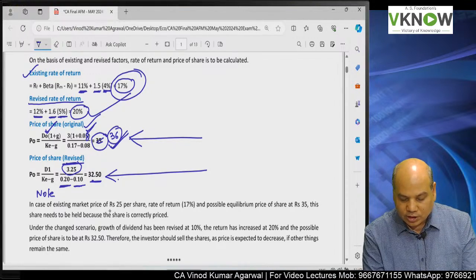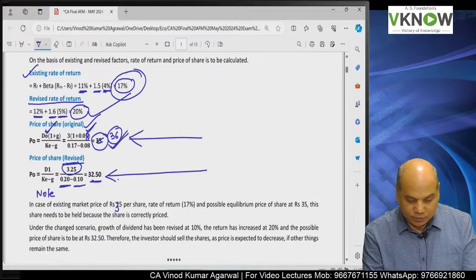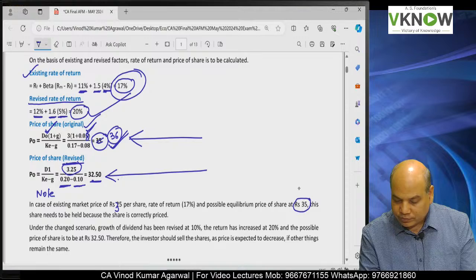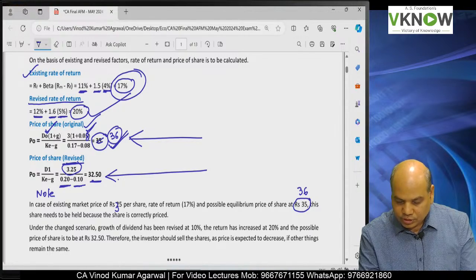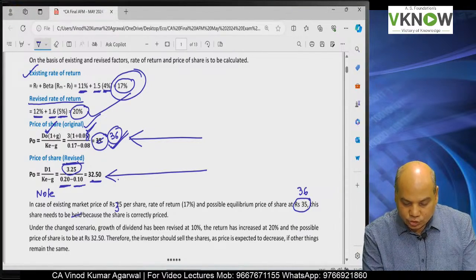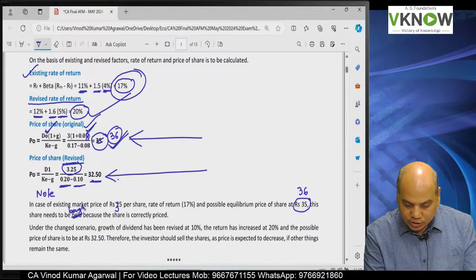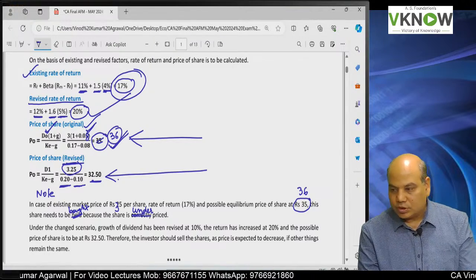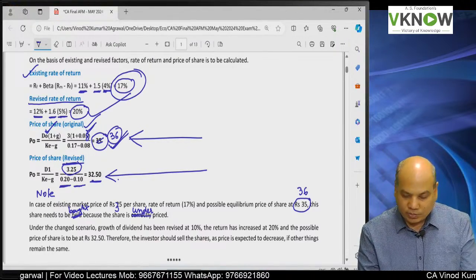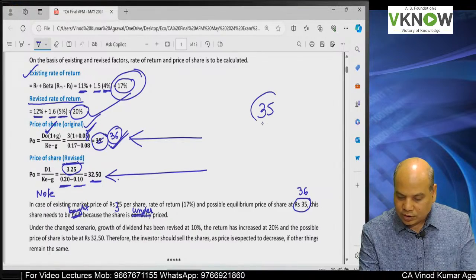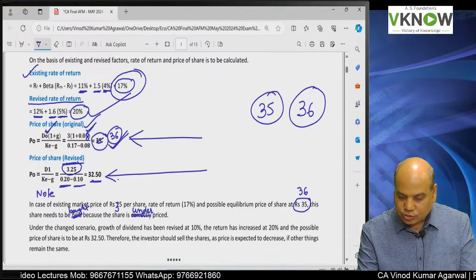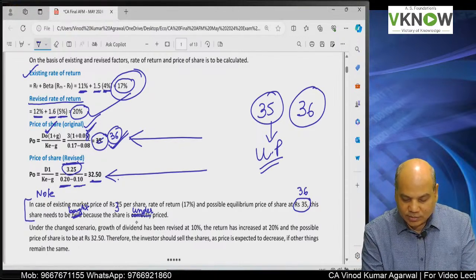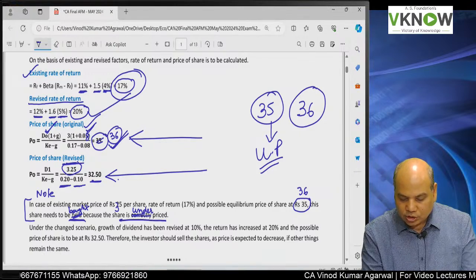In case of existing market price of rupees 35 per share, the rate of return 17% and the possible equilibrium price at the rate rupees 36. The share needs to be bought. Write down bought. The share needs to be bought as the share is underpriced. Existing price is 35. Based on existing data, it should be 36. So this is underpriced share. So based on existing data, my answer would be buy because underpriced.